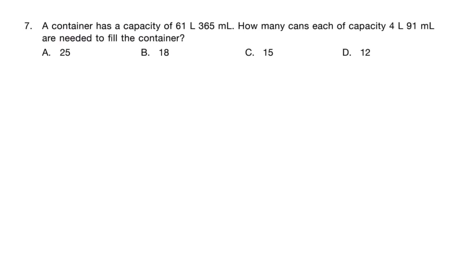Question 7. A container has a capacity of 61 liter 365 milliliter. How many cans each of capacity 4 liter 91 milliliter are needed to fill the container? Since each can hold capacity of 4 liter 91 milliliter, we'll divide 61 liter 365 milliliter by 4 liter 91 milliliter to get the number of cans required to fill the container.